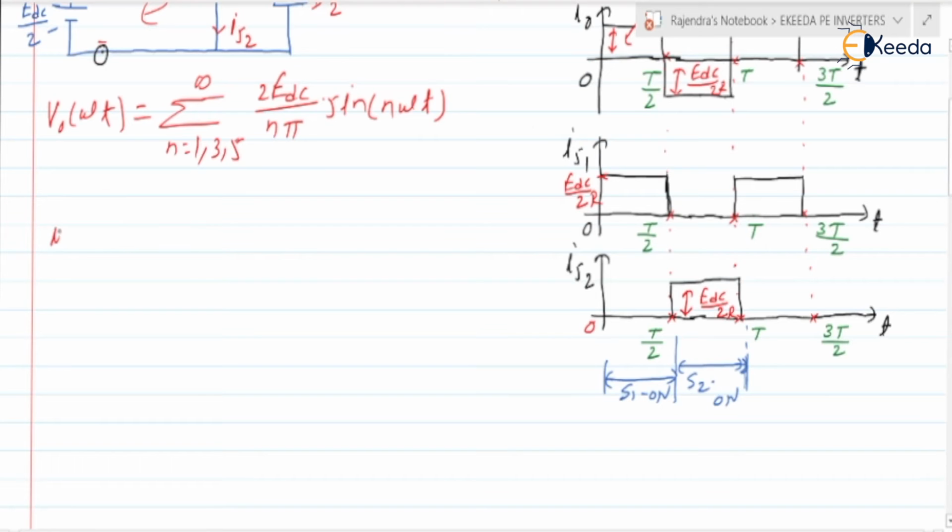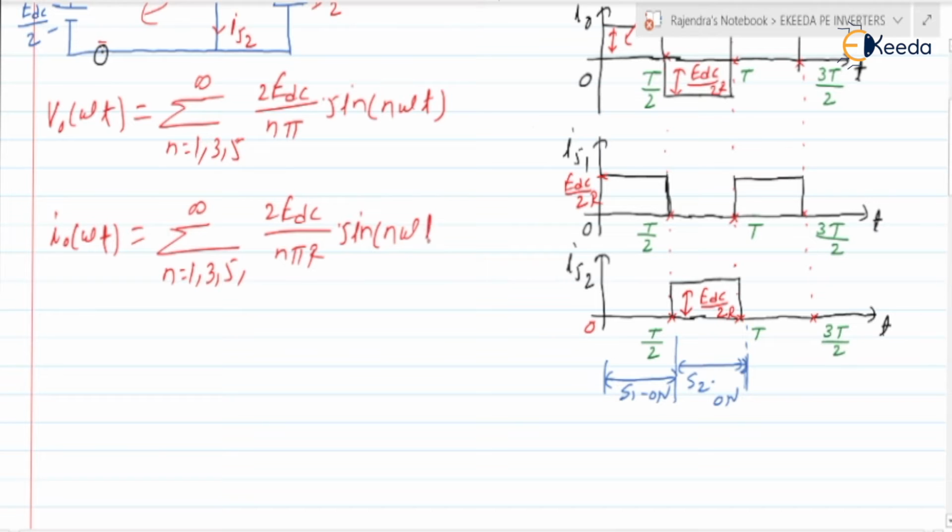Similarly, we derived the expression for I0 of omega t. It was I0 of omega t equal to summation over n equal to 1, 3, 5, 7 up to infinity of 2 Edc upon n pi R into sine of n omega t. This was the expression for I0 of omega t and v0 of omega t. Now let us try to understand this expression. V0 of omega t, the output voltage of the single phase half bridge inverter, is nothing but the summation, the addition, for different values of n.